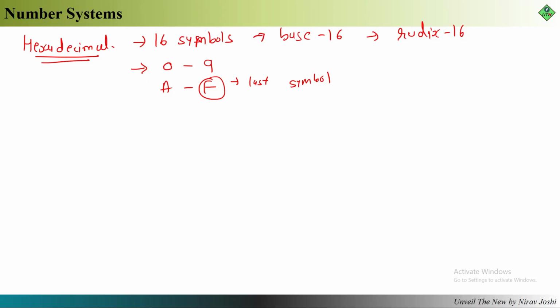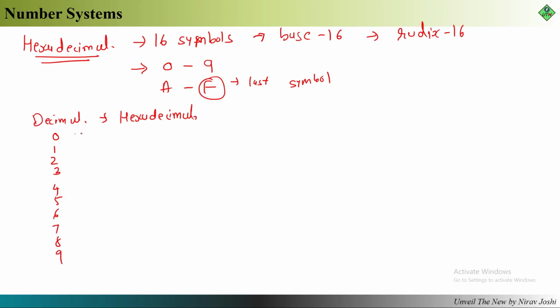In octal, 7 was the last symbol. In decimal, 9 was the last symbol. In binary, 1 was the last symbol. Please remember this to understand how hexadecimal operates. We are going to do the same thing. We will write the decimal, and then we will write the hexadecimal of that. So 0, 1, 2, 3, 4, 5, 6, 7, 8, 9.